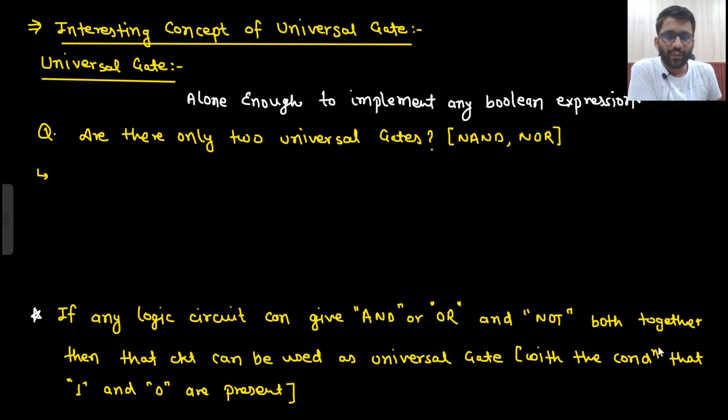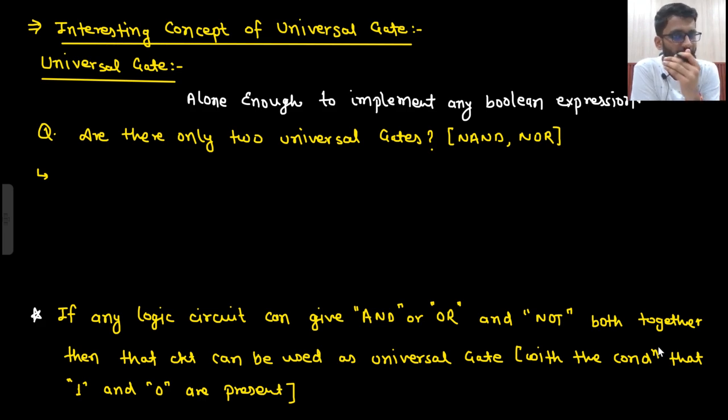Hi everyone. So in this video we are going to study the concept of delay, but before that we will see a very interesting concept of universal gate. So what is a universal gate? I told you, that particular gate is enough to implement any boolean expression. So I told you NAND gate is a universal gate.